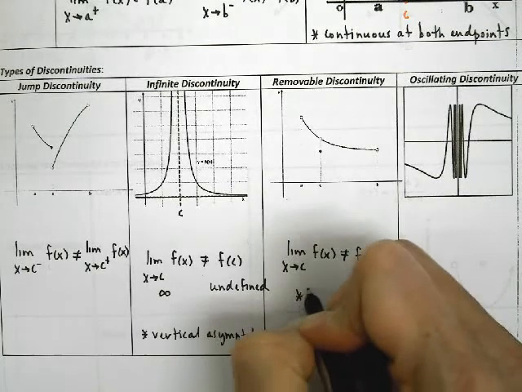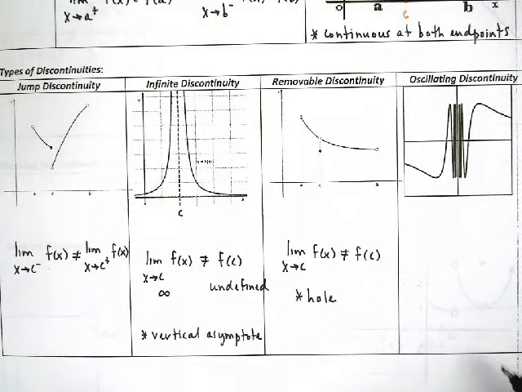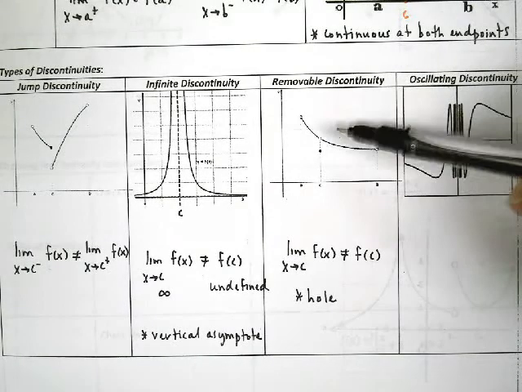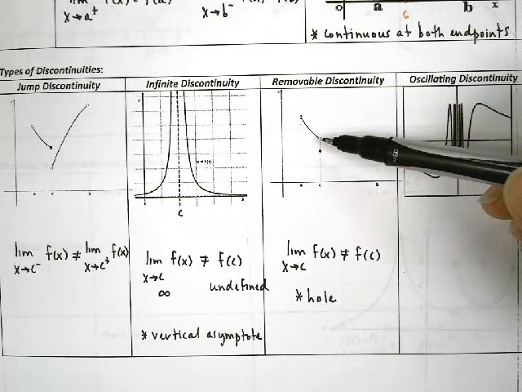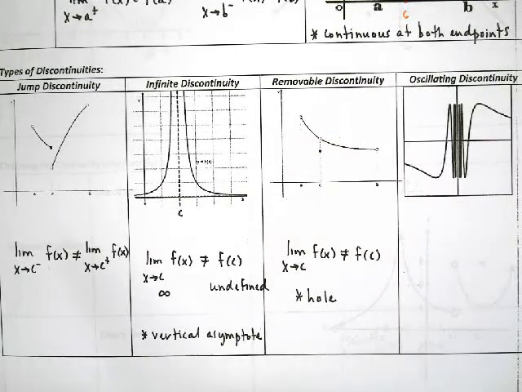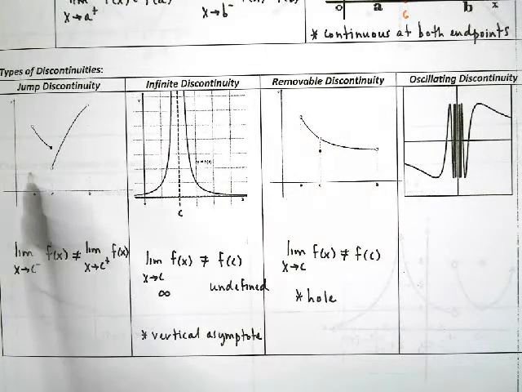And again, this is going to occur where we have a hole. Now, the reason it's called removable is because if I could just fill in that hole or redefine that one value, I could essentially remove that discontinuity. If we look at a jump discontinuity, we can't remove that simply by filling in one of those values.